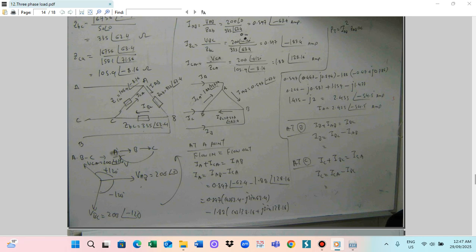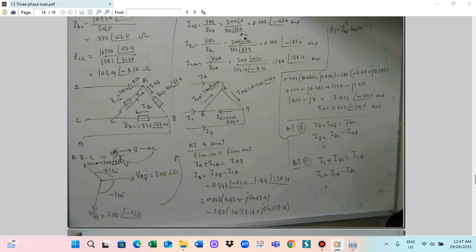Okay, so then from here you get IAB, that's 0.597 angle minus 63.4 degree ampere. And similarly, IBC you can calculate as VBC by ZBC. So VBC is 200 angle minus 120 degree, and ZBC we already calculated, 335 angle 63.4. So then you also get 0.597 angle minus 183.4 degree ampere.